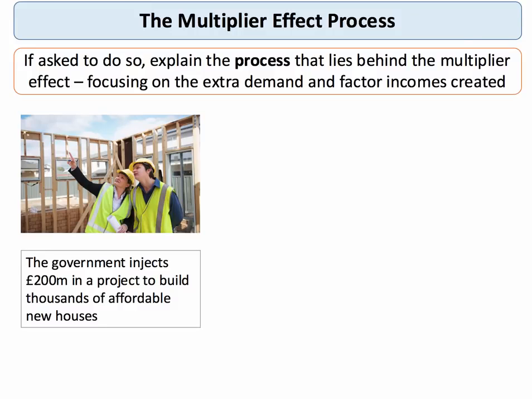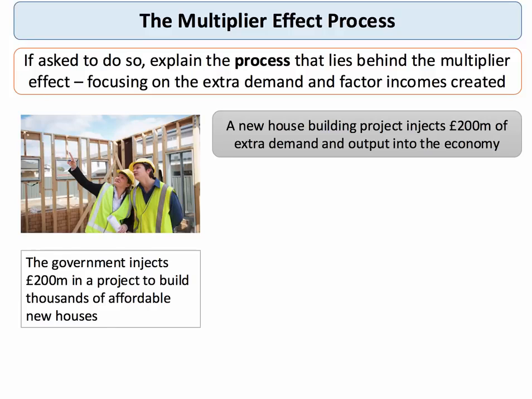Now the process itself, if you get a chance, explain the likely process of the multiplier. And the key to this is to understand the circular flow of income and the interrelationships between different parts of the economy. Take, for example, the government announcing a significant £200 million project to build lots of new affordable homes in different parts of the country. So that's an initial injection of demand.